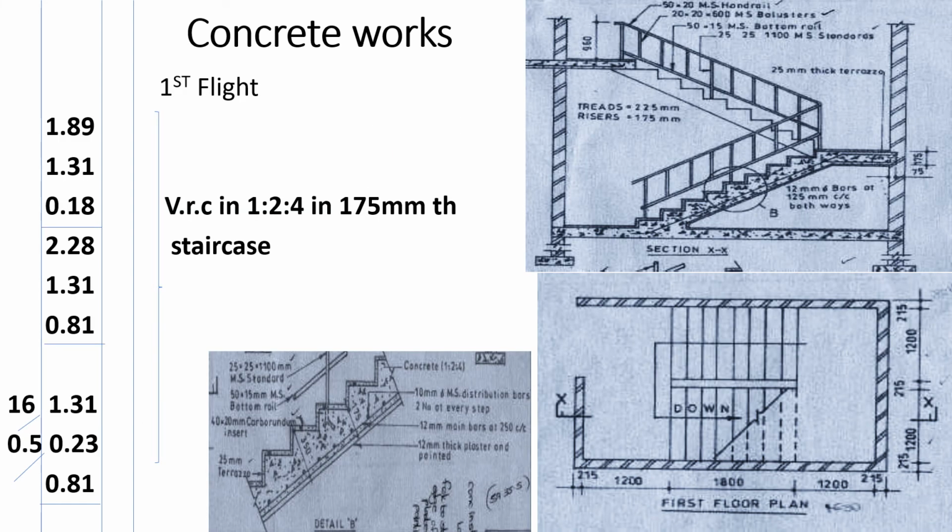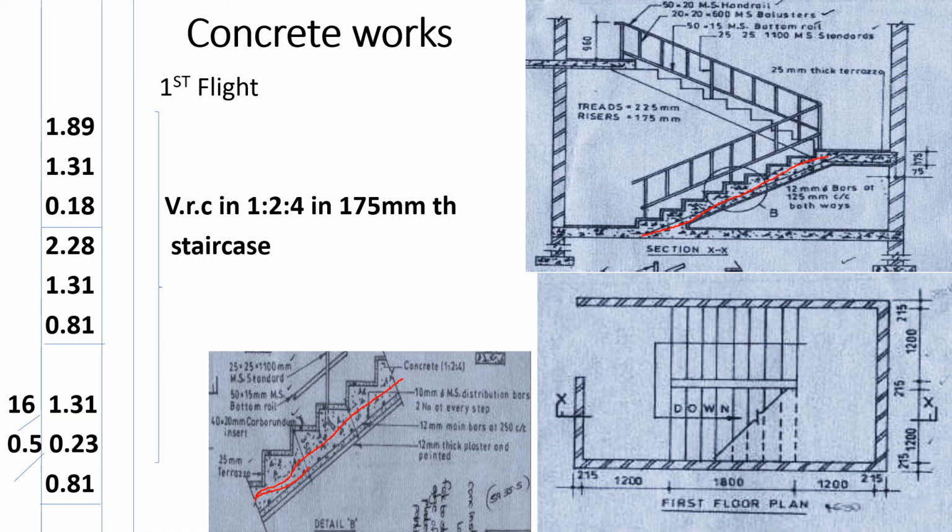Now we proceed to the staircase. In the staircase, first of all, if you look at this detail B, or this section here, we have the concrete that is forming the waist, this one. Let me highlight it here. Yeah, that one. And then we have the one that is forming the steps. So first we are going to book this one, which is 175 millimeters thick. So the first flight we have 1.89, that is the waist.